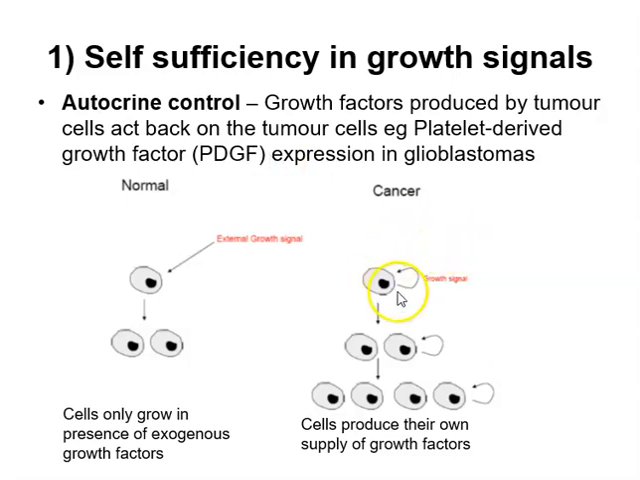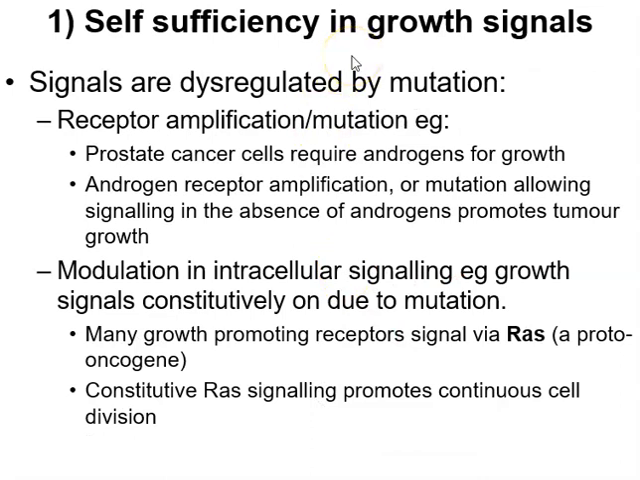In cancer, the tumour cells themselves can produce their own platelet-derived growth factor, and they're not relying on an external source of that growth factor, therefore they will proliferate more readily. The signals from those exogenous growth factors go through growth factor receptors, and what the cancers can do is either overexpress their growth factor receptors so they are permanently switched on, or respond to lower levels of growth factor.